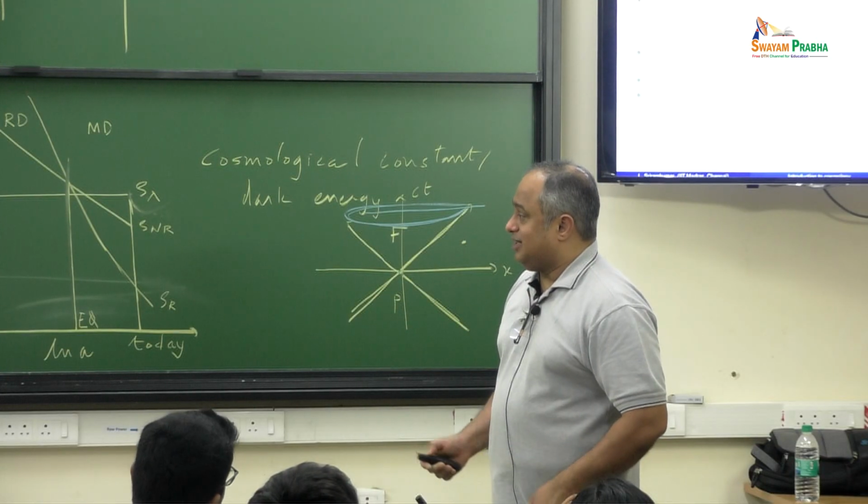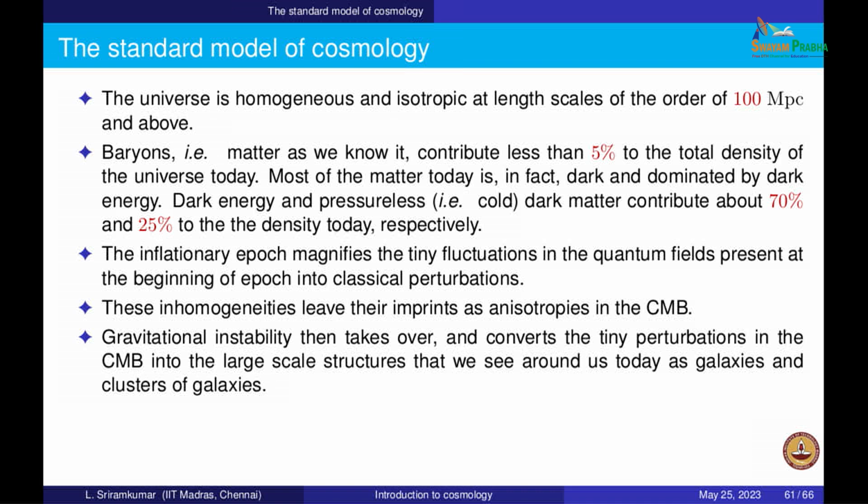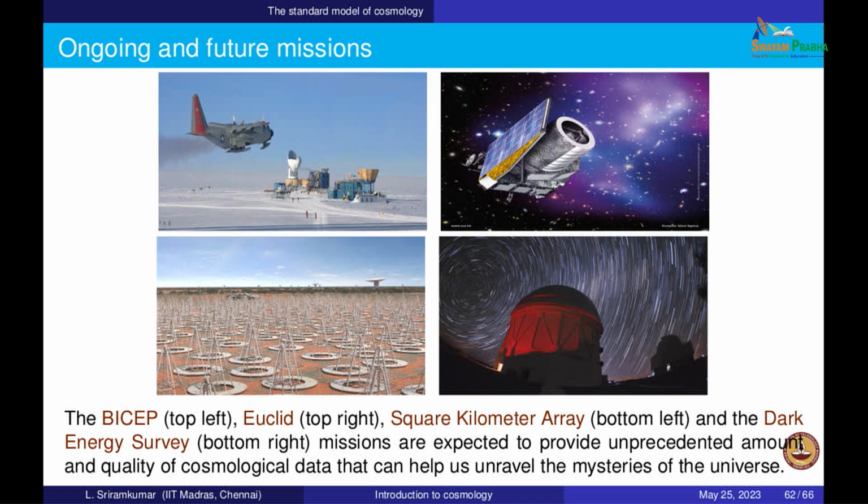So that part is essentially that you have an inflationary epoch. I already told you what the standard model is: 70% dark energy, 25% dark matter, and 5% baryons, non-relativistic matter. And then I told you how inflation generates the perturbation, leaves its imprints on the CMB, and that's what I have said here, and gravitational instability. I told you even if you have small disturbances, they will end up forming galaxies and clusters of galaxies. And there are ongoing observations and there are many planned observations.